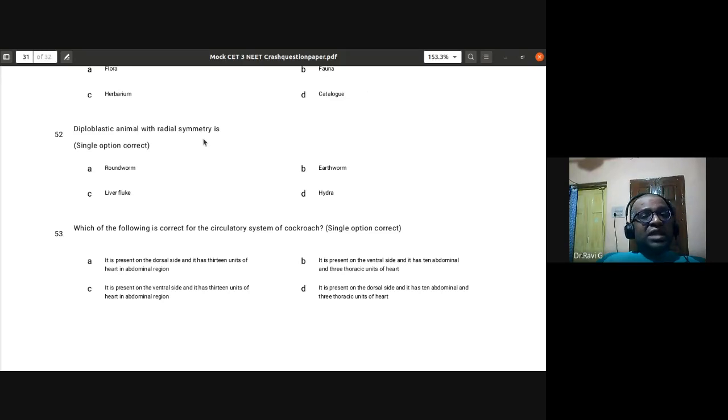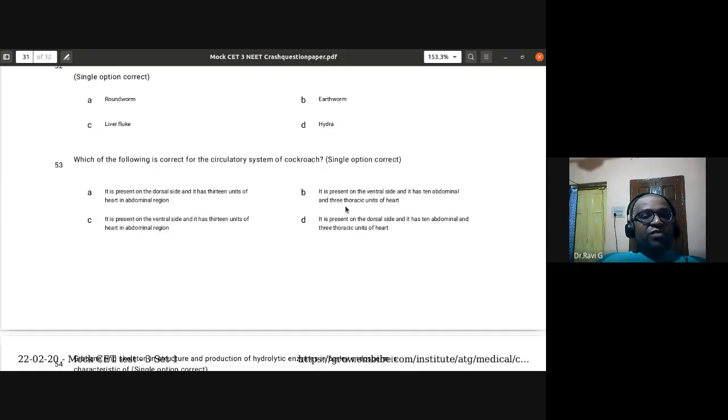A diploblastic animal with radial symmetry: is it roundworm, earthworm, liver fluke, or hydra? Hydra is a very good example of a diploblastic animal with radial symmetry. 52nd is D. 53rd, which of the following is correct for the circulatory system of cockroach?